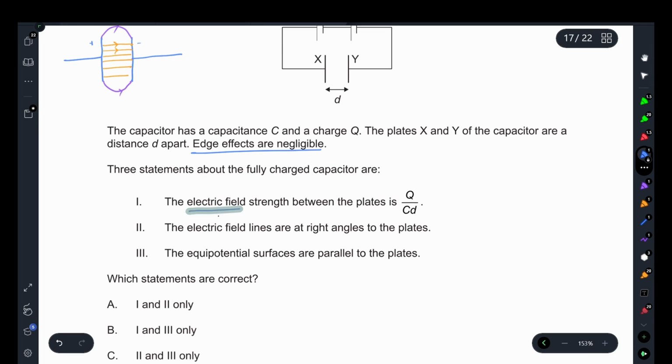The electric field strength between the plates is Q by CD. So, electric field strength, E, is equal to KQ by R squared.